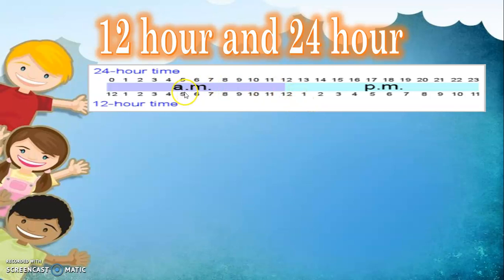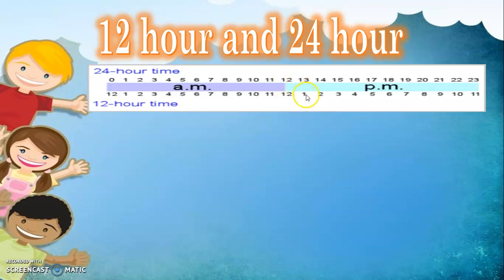For example, in 12 hour it is 5 a.m. It means the daytime, in this line blue showing the daytime or the morning. Okay, so 5 a.m. in 24 hour time it is the same, 5 also. Now, it is the same up to 12 p.m. or 12 noon. In 12-hour time and 24-hour time, it is also 12.